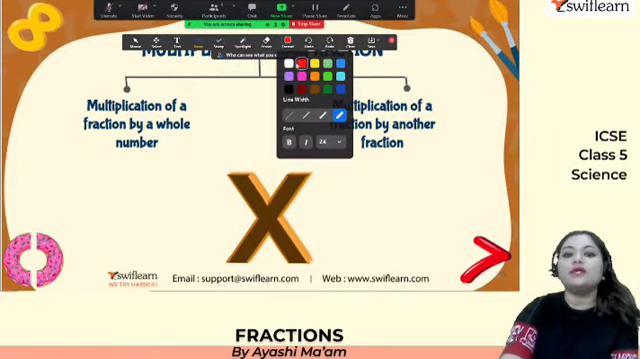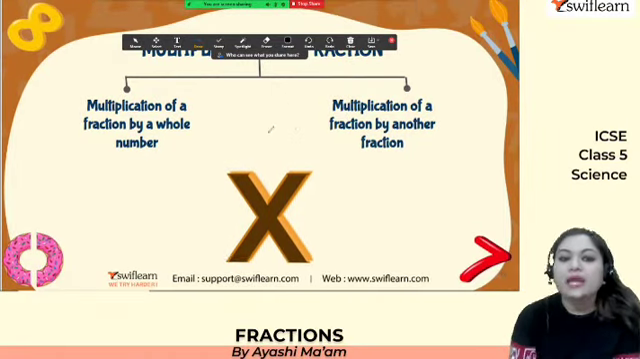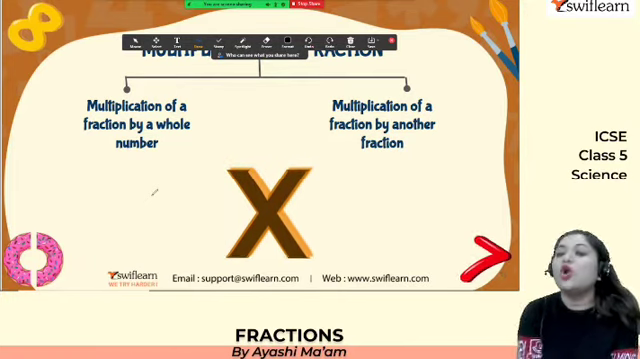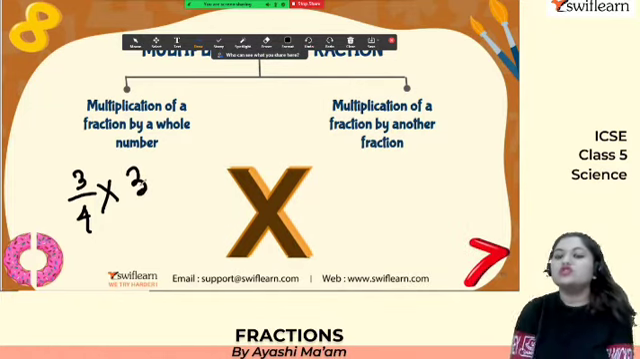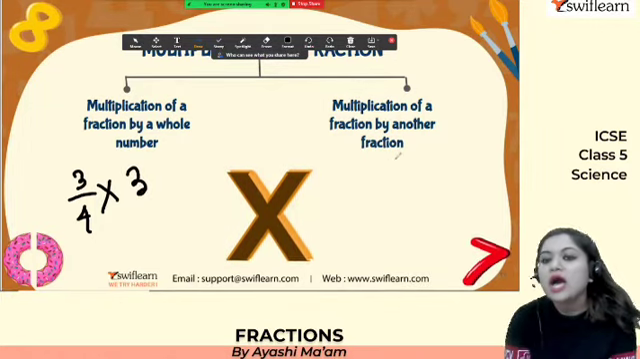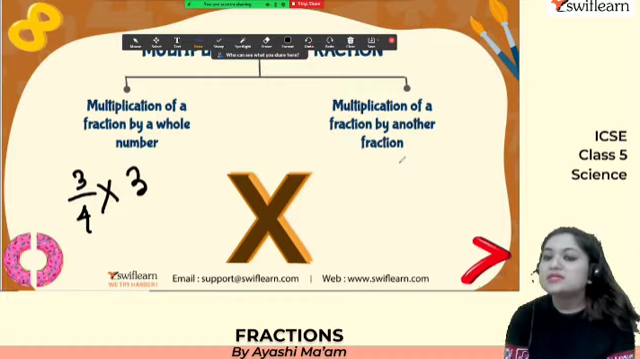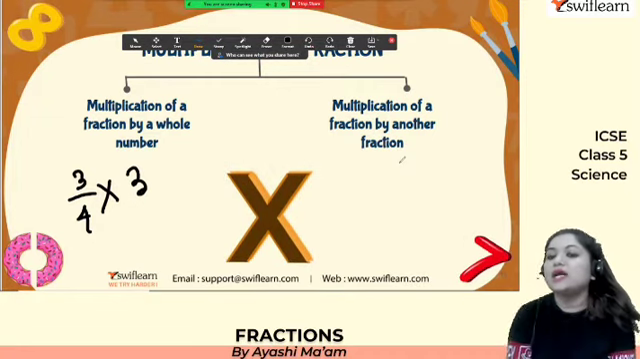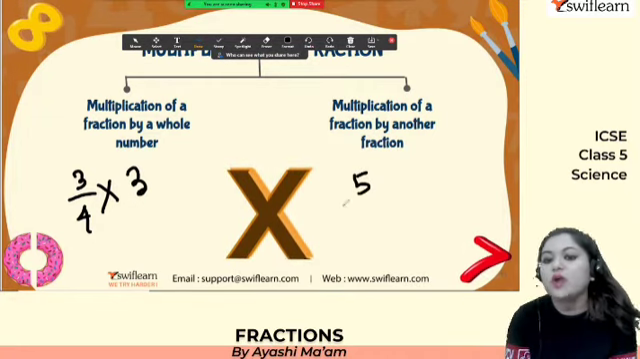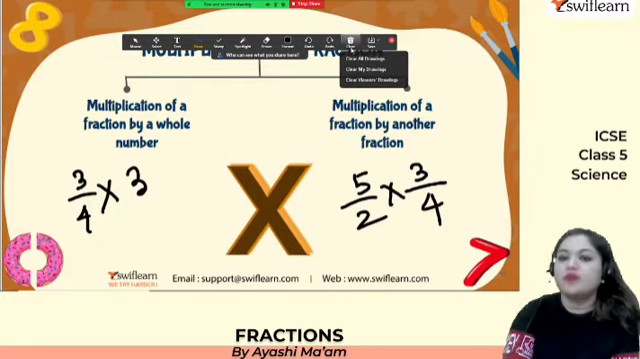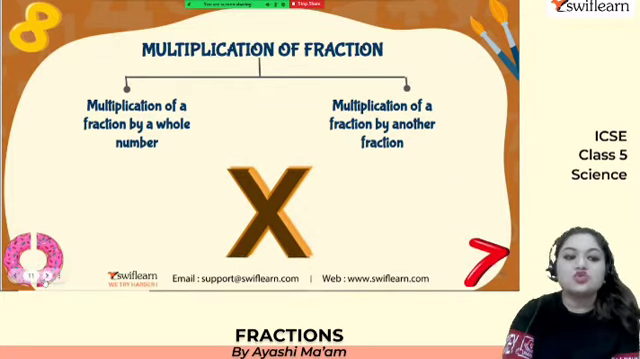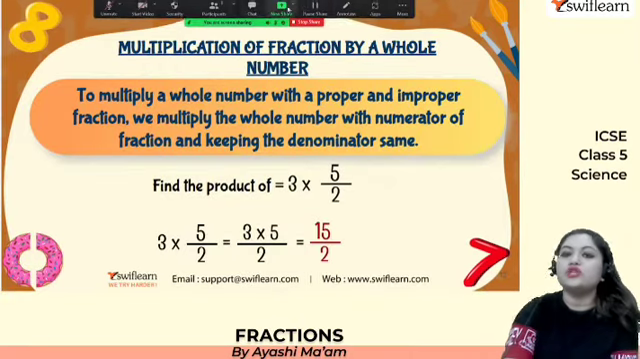Now coming to multiplication of fraction, it can be multiplication of a fraction by a whole number. That means you have suppose any fraction like 3 by 4 and you have a whole number like 3. So this is one type of multiplication. Another type of multiplication is multiplication of a fraction by another fraction. That means we are going to have two fractional numbers over here, like 5 by 2 into 3 by 4. Alright. So these are the two types of multiplications that we are going to cover.